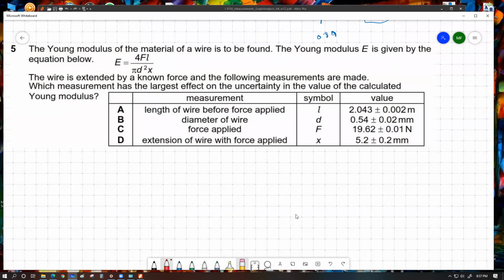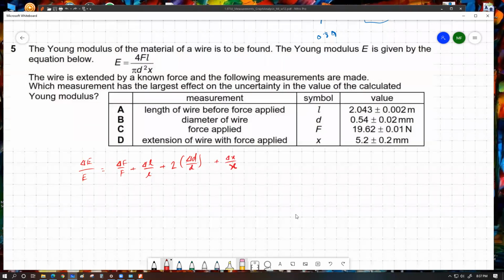কোশ্চেনটা হচ্ছে এরকম, আমরা যদি এই ইকুয়েশন থেকে ফ্র্যাকশনাল আনসার্টেনিটি ইকুয়েশন লিখি। That equation can look somewhat like this: ডেল্টা ই ডিভাইড বাই ই ইকুয়ালস টু 4 এবং পাই, এই দুটো হচ্ছে কনস্ট্যান্ট, সো এগুলো নিয়ে আমাদের কোনো মাথা ব্যথা নাই। ডেল্টা এফ বাই এফ প্লাস ডেল্টা এল বাই এল plus twice delta d over d plus delta x over x.